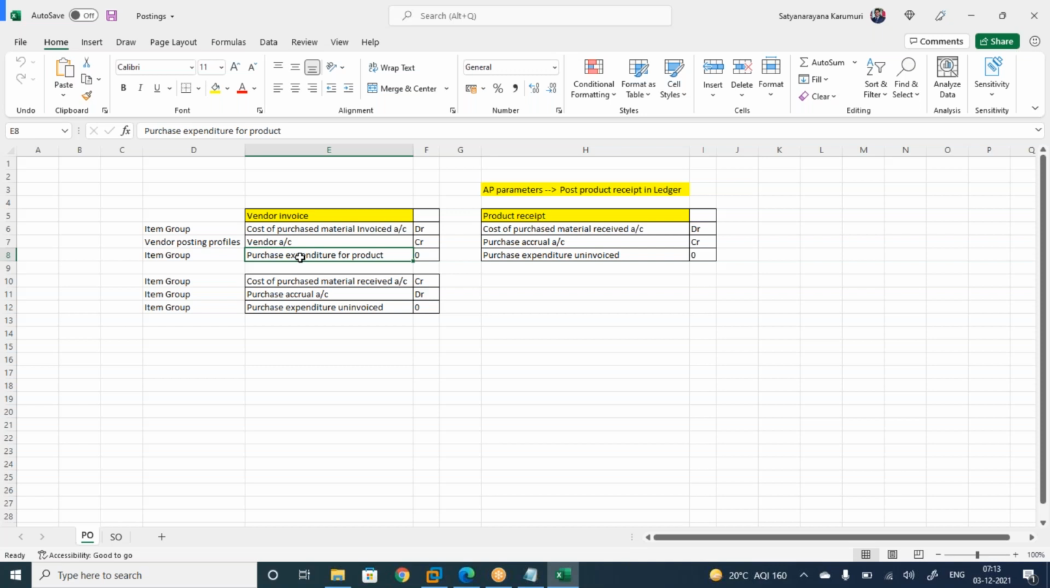In purchase expenditure, you mean landed cost? No, this is 0. Purchase expenditure for product, it is 0. Okay, this is actually the cost of material only. Purchase means cost of material. Then landed cost, are we adding it to purchase cost or not? Landed cost I will discuss with you next week. Okay, next week you are going to learn.